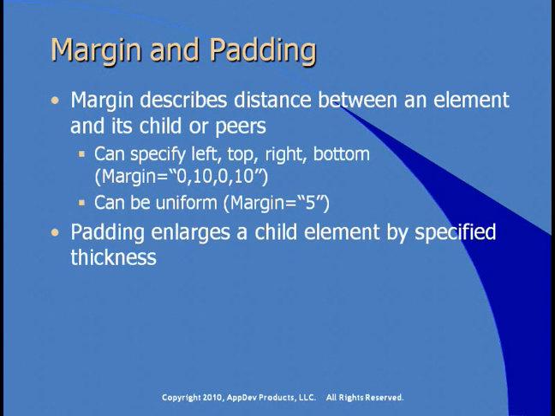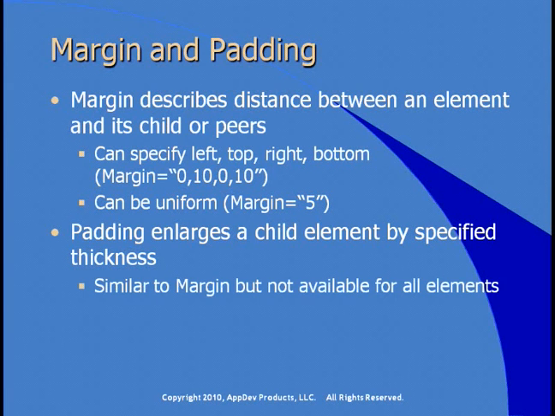The definition of the padding property says that it enlarges a child element by a specified thickness, but what it basically does is it adds space between an element and its child element. So it's similar to margin, although it's not available for all elements. So a good use of it would be on a border. So you have a panel, and then around that panel you want to have a border, and you want space between the border and the panel. You'd set the padding property of the border.